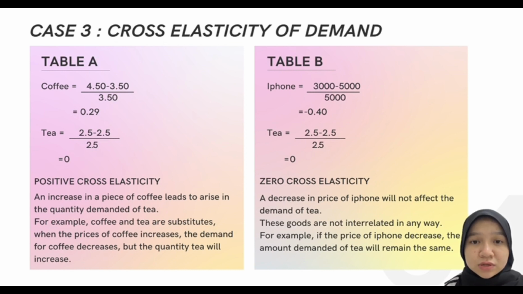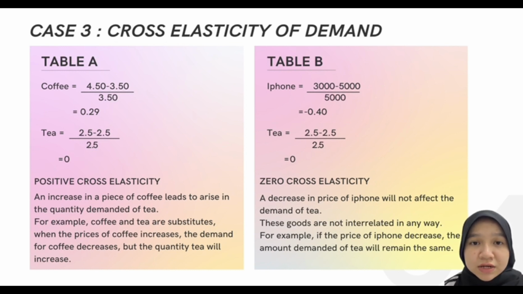Next, we go to table B. For table B, it has two goods, which are iPhone and tea. For iPhone, by using the formula, the answer is negative 0.4, and for tea it is 0. The type of cross elasticity is zero cross elasticity.